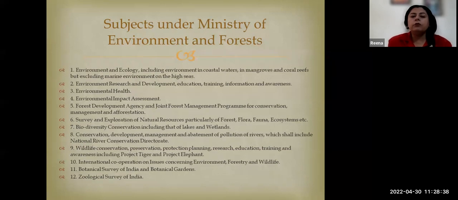Apart from that, if you see, all the areas and all the different subjects are covered. Starting with the first subject, environment and ecology, which includes coastal waters, mangroves, coral reefs, then environment research and development, environment health, and environment impact assessment. All these subjects are covered under the Ministry of Environment and Forest.